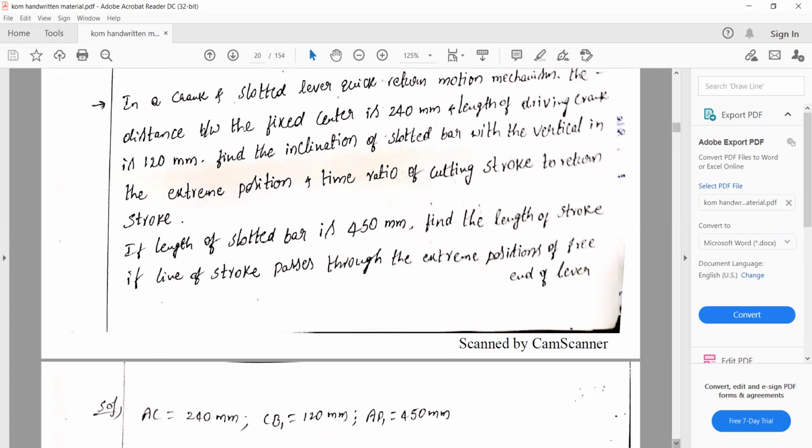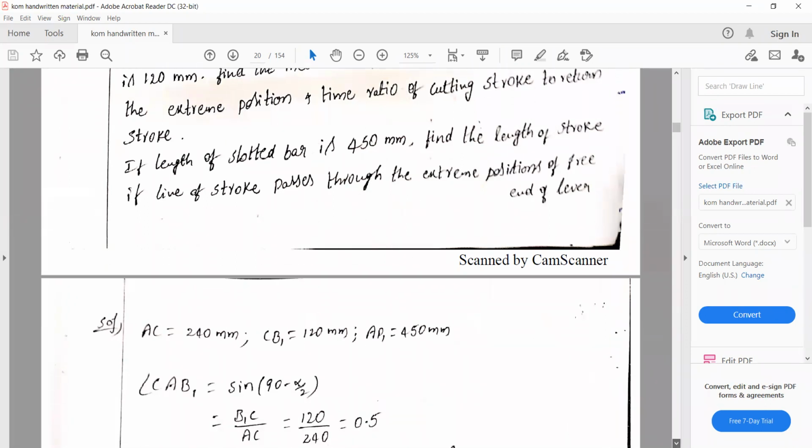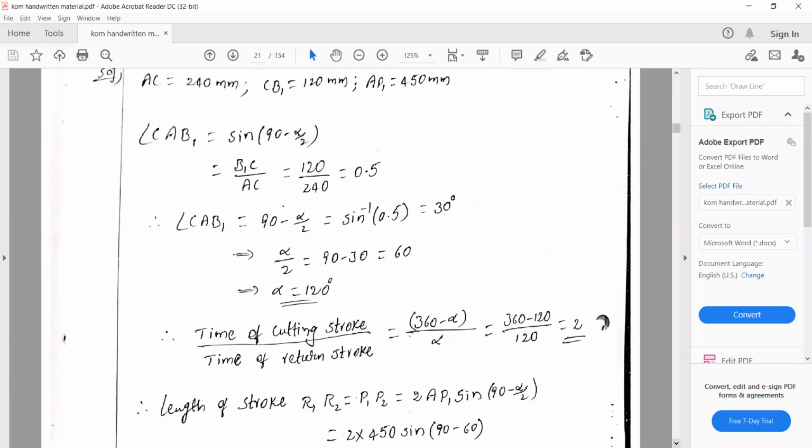From the problem description, you should write the given values. The fixed link is AC, that is 240 mm, and the crank is CB1, that is 120 mm. AP1 is the lever, the long slotted lever, and that lever is 450 mm.